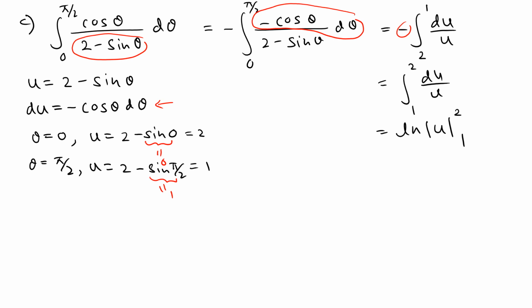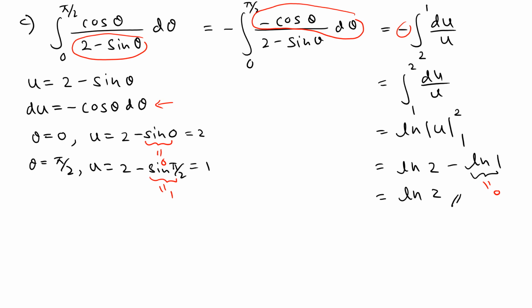If you plug in the two values, you're going to get ln 2, which is positive, so I don't write the absolute value sign, minus ln 1. But we know that ln 1 is 0. Because of that, the answer is simply ln 2, natural log 2.